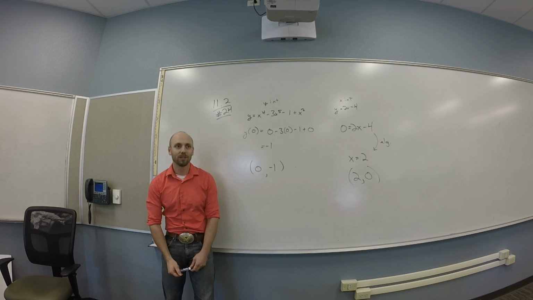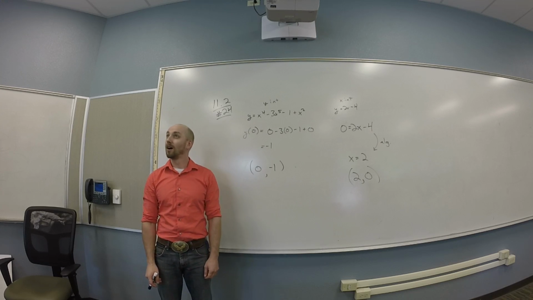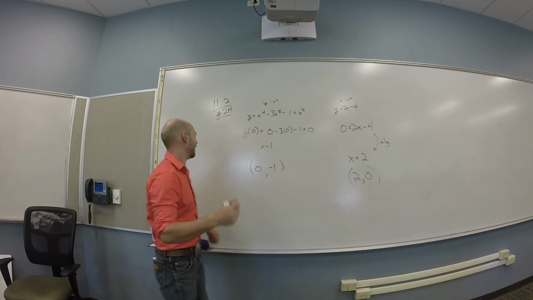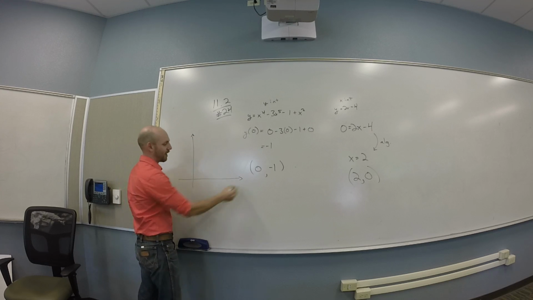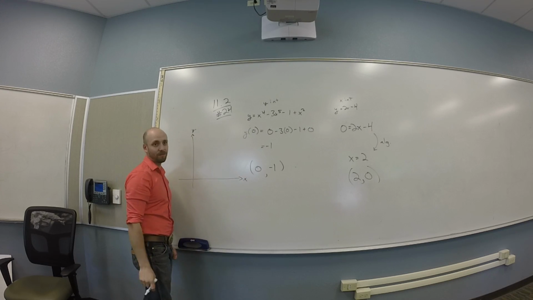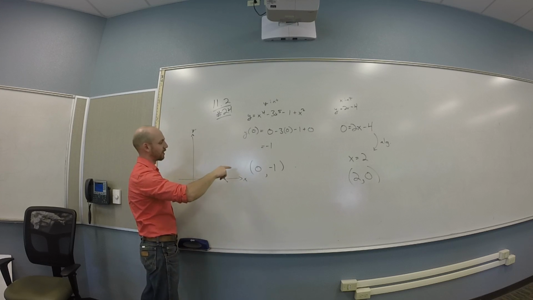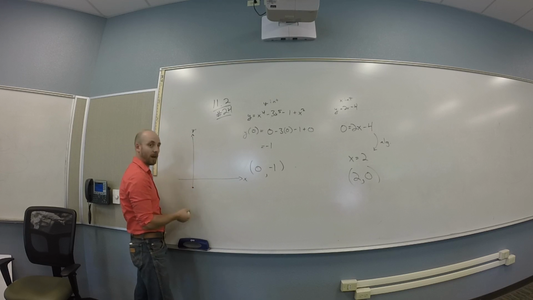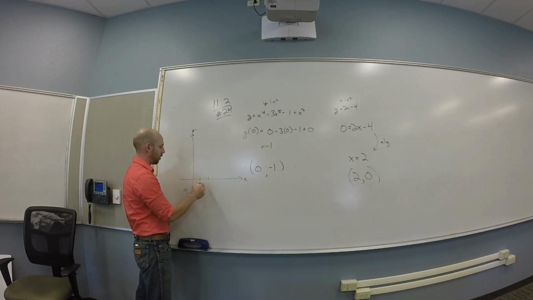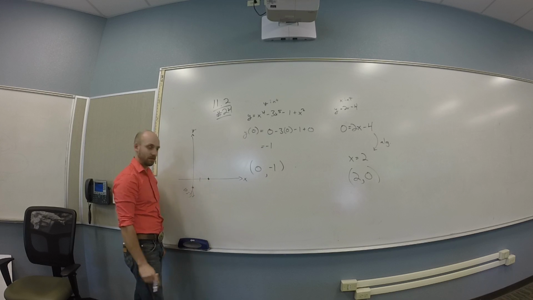Now I want to build a line that goes through these 2 points. How do you do that? With a pencil, or a pen, or a marker. I would make an XY graph and put these 2 dots on there. So 0 over, 1 down: dot. That's my 0, negative 1. And then 2 over, 0 up: dot. Line.